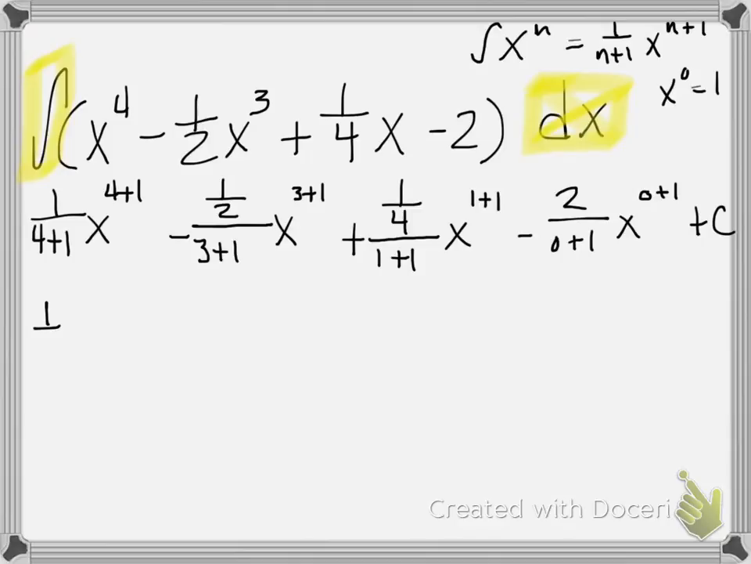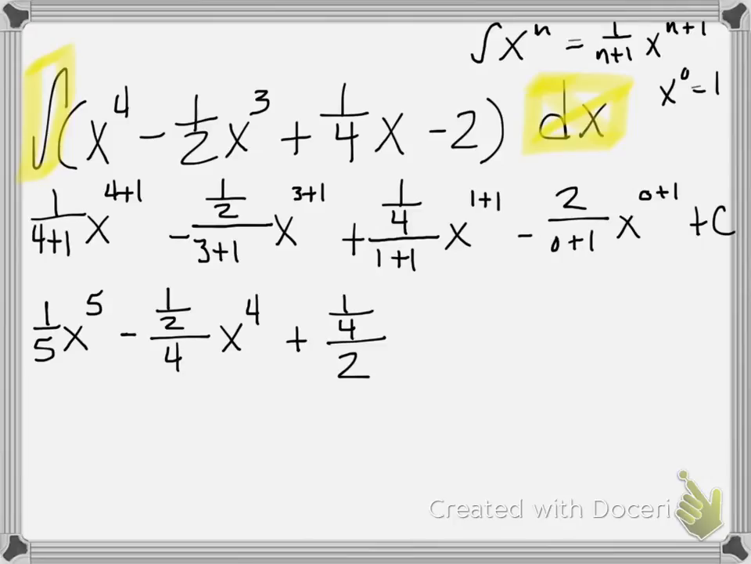It's going to be 1 over 5 x to the 5th minus our 1 over 2, and that's going to be over 4 x to the 4th, plus 1 over 4 over 2 x to the 2, minus our 2 over 1, which is just going to leave us with 2. X to the 1 you can just leave as x, plus our constant.